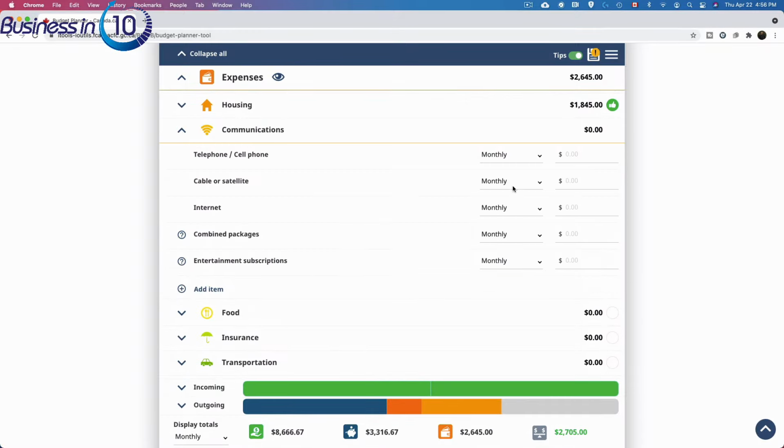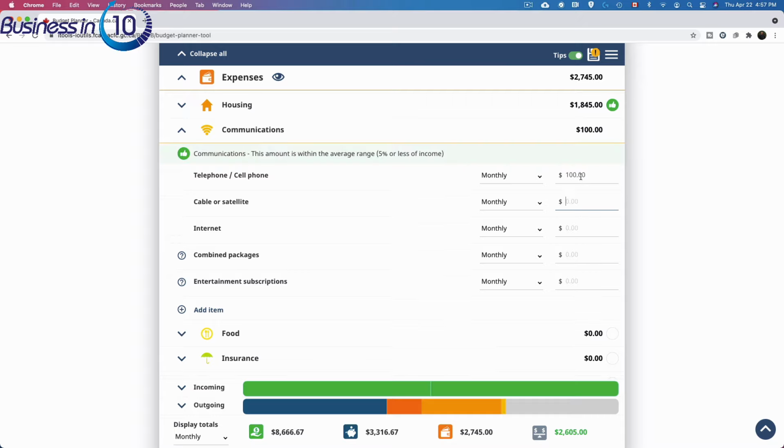Okay, communication. Telephone or cell phone, I'm gonna put $100. Cable or satellite, I'm gonna put $100. And internet, say $60. What's cool about this is the combination package, and they tell you what it means. Offered by service providers, it can include services such as your telephone, internet, cable, etc., for a set price. So it's very user friendly and they'll walk you through it.